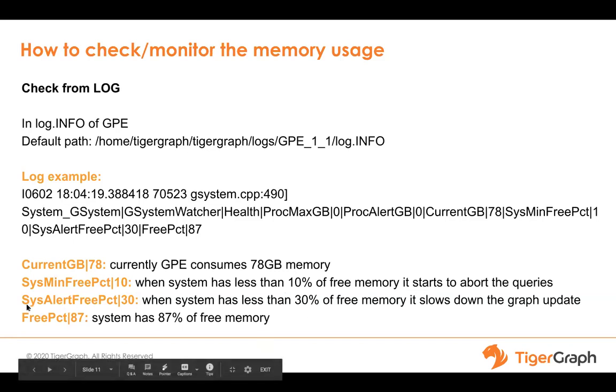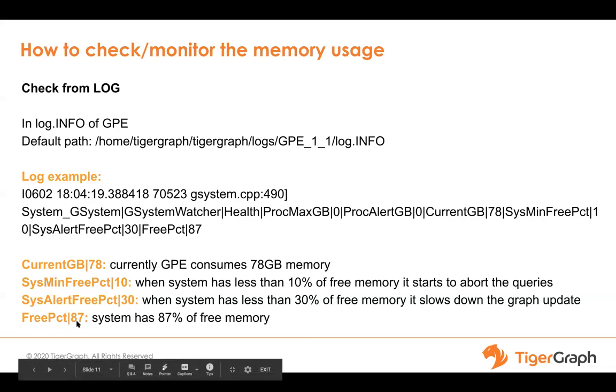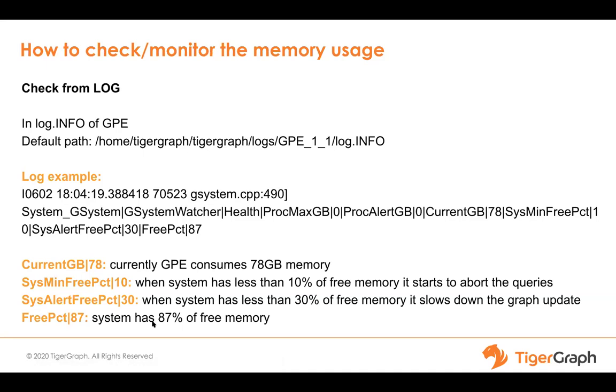Okay, and the next configuration is system alert free percentage. The first configuration is the limit for the critical state, and this 30% is the configuration for the alert state. That means when the system has less than 30% of free memory, it enters the alert state, and the alert state will slow down the graph update, so that the memory increase of the GPE component will be slowed down. The last one is the free memory percentage of the system. If it's 87, it means the system has 87% free memory. So this is how we check it from the GPE log. We can check the memory consumption from there.